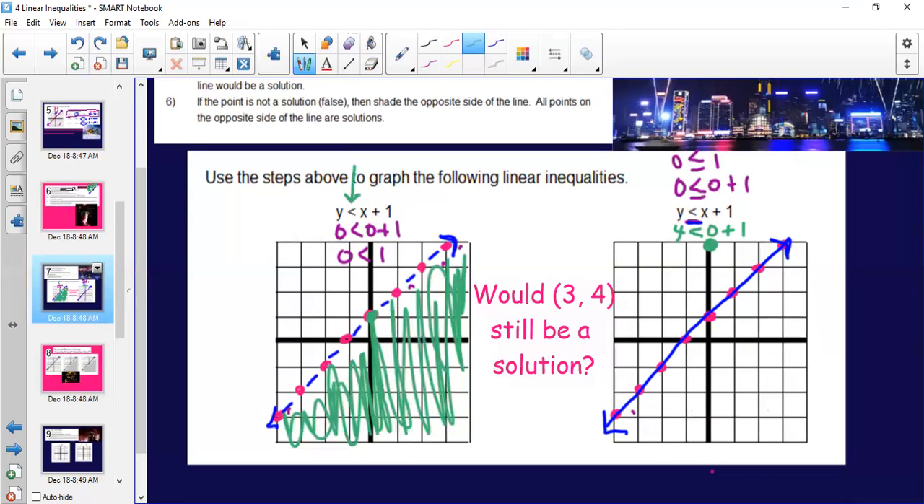Again, I see a less than or equal to symbol. I put my pen there and I think down. So I would shade anything below that line. And that's, in my opinion, the shortcut.